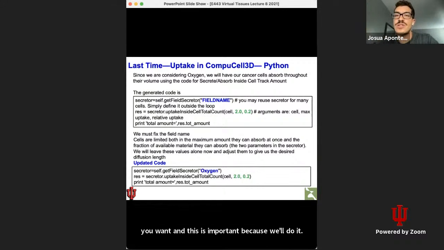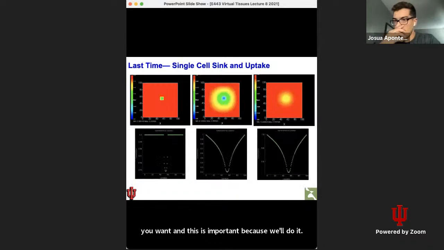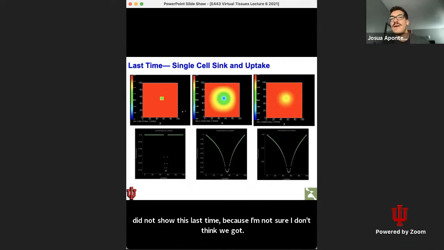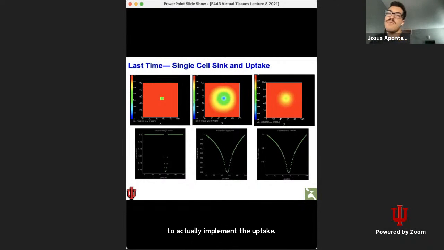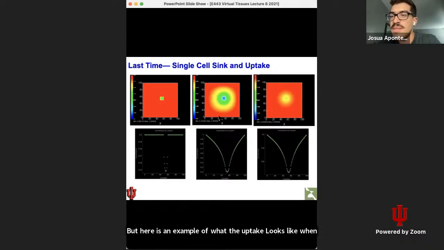This is important because we'll have an exercise now where we implement this uptake. I did not show this last time because I don't think we got to actually implement the uptake. But here is an example of what the uptake looks like when it's implemented under different conditions.